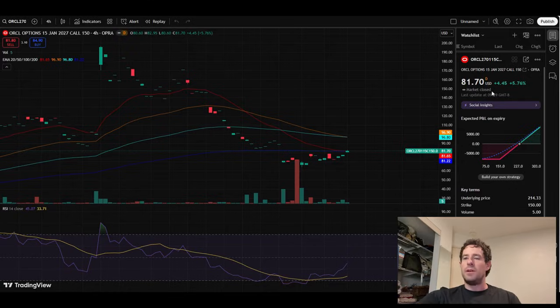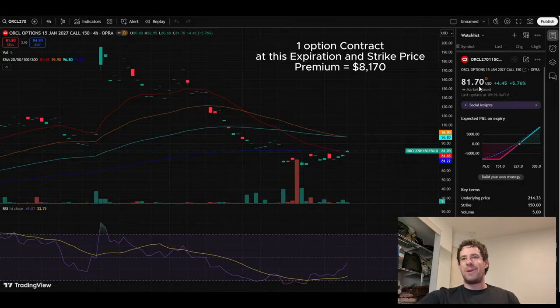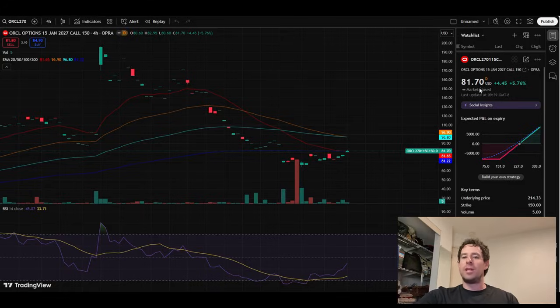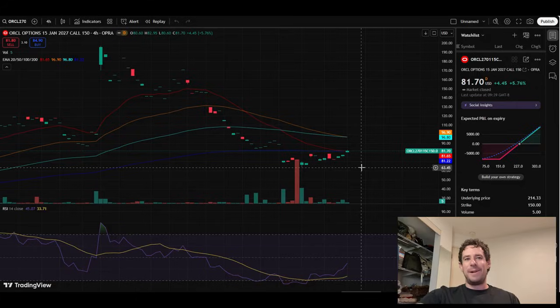So up 5%. The option strike at 150 is 81.70. Times that by 100, it's about an $8,170 option for one option. So it's pretty expensive, but it's deep in the money. So that's why. Underlying stock price of 214.33, strike 150. Volume is very low on this one today. But you'll see this price.